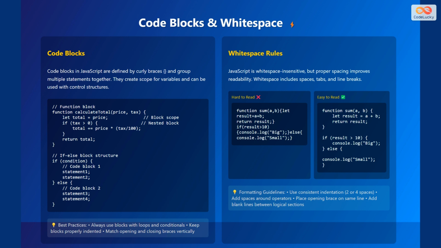for code readability. On the left side, we see code that is hard to read because it is not properly formatted, and on the right side, we have the same code which is properly formatted with whitespace. Always use blocks with loops and conditionals. Keep blocks properly indented and match opening and closing braces vertically for better readability.